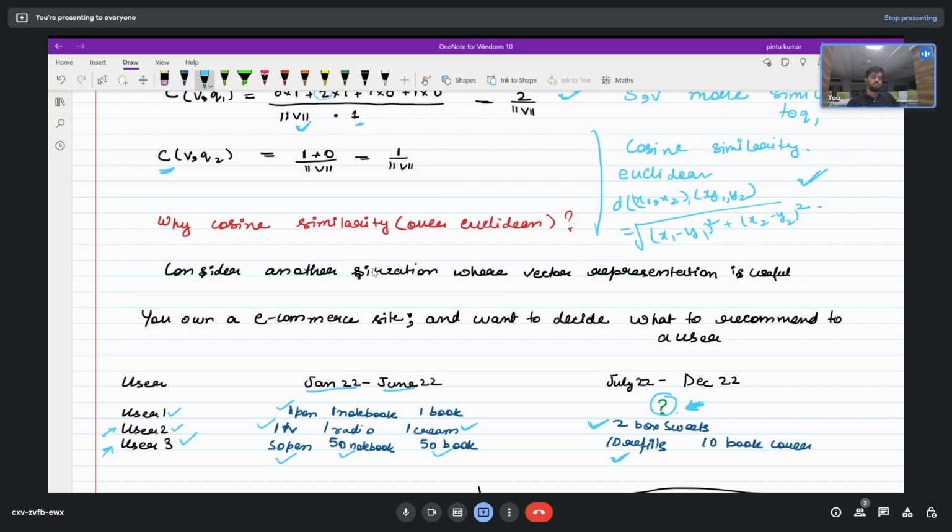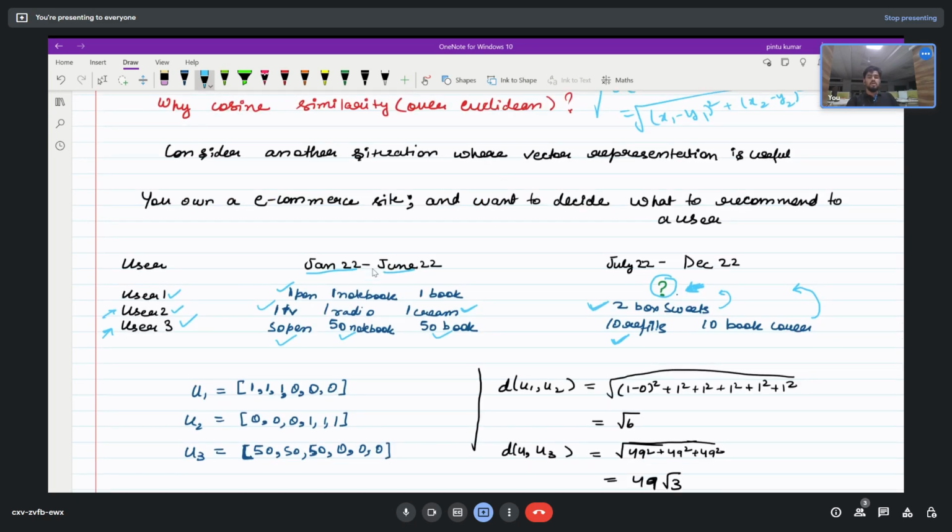If you see even the trend, he bought some refills for the pens that he bought, and then he used covers for these books, right? So it's more obvious to recommend this to user 1 than to recommend a box of sweets to this user, right? So now let's look at the vector representation for this.